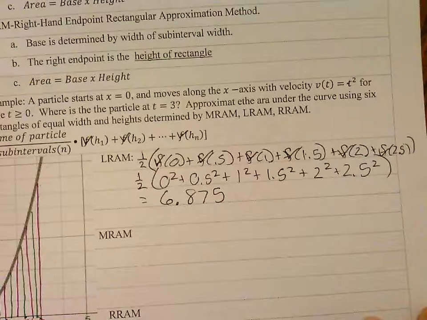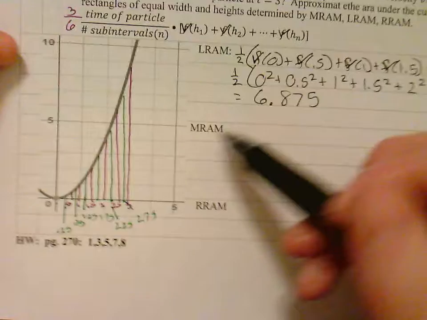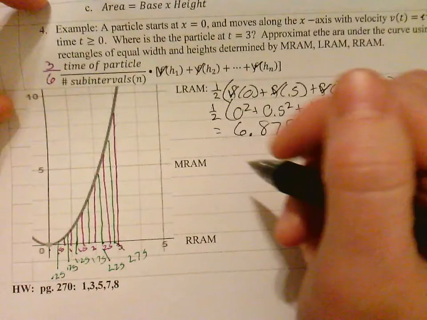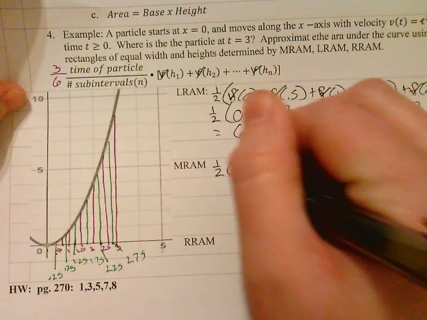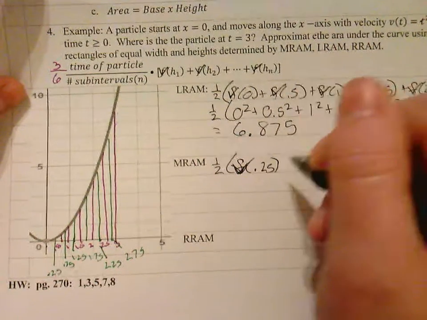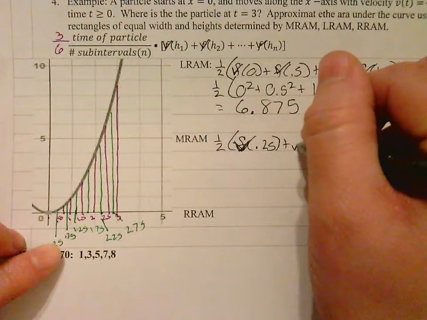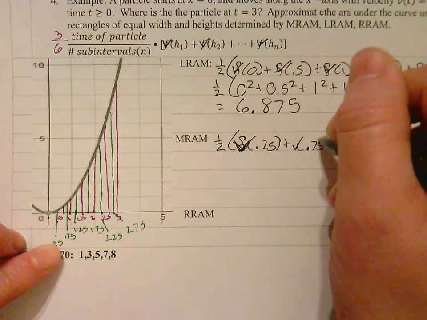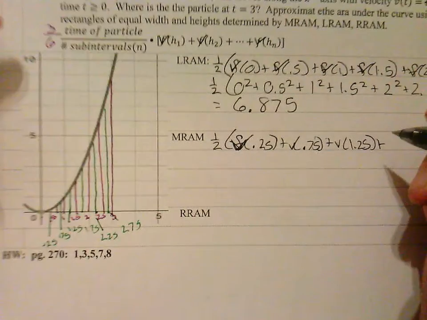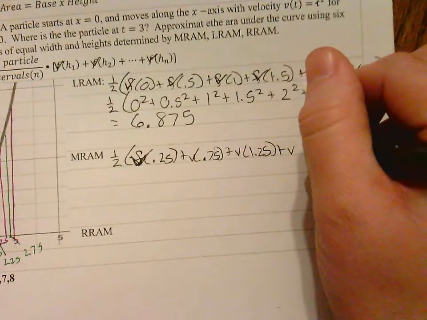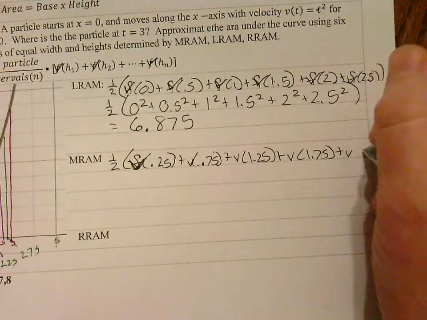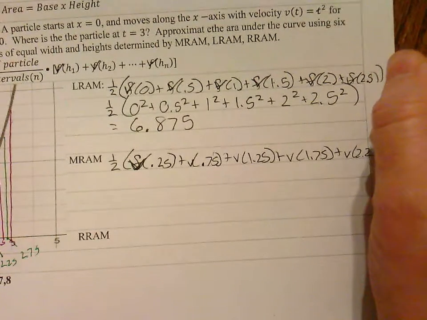Okay, MRAM. So that's when we're using the little green numbers here. So you're looking for the midpoint between the rectangles. So you still got 1/2. And now you're going to be doing v of 0.25 plus v of 0.75 plus v of 1.25 plus v of 1.75 plus v of 2.25 plus v of 2.75.